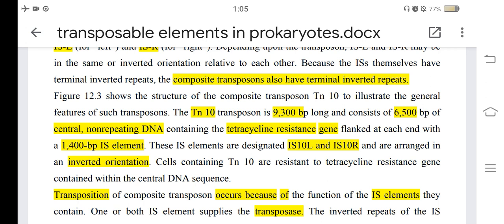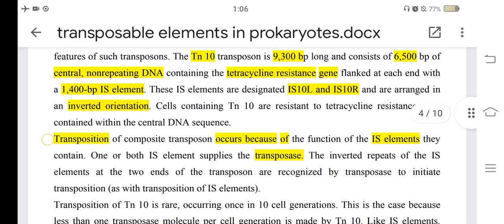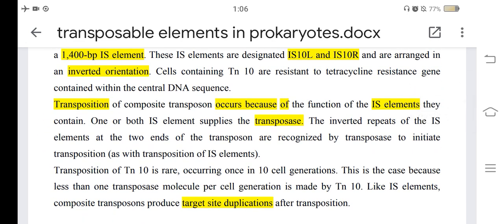Structure of composite transposon Tn10. To illustrate the general features of such transposons, the Tn10 transposon is long and consists of non-repeating DNA containing a tetracycline resistance gene flanked at each end with an IS element. These IS elements are designated IS10L and IS10R and are arranged in the inverted orientation. Cells containing Tn10 are resistant to tetracycline because of the resistance gene contained within the central DNA sequence.